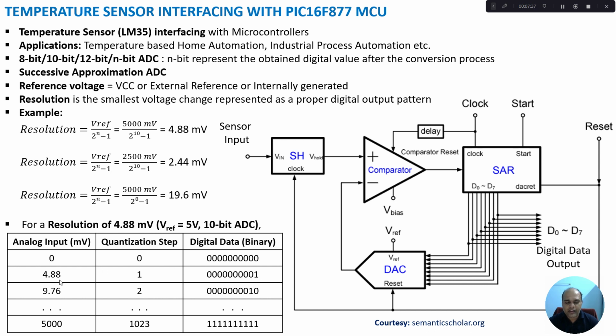And again, adding another 4.88 millivolt, it will be 9.76 millivolt. So the next voltage which can be properly measured is 9.76 millivolt. So this 9.76 millivolt will result in 8 zeros, 1 0. Like that, if my input voltage reaches 5000 millivolt, in that case, I will get 10 ones as an output. So this is the digital data which will be coming out of your ADC for these analog input voltages.